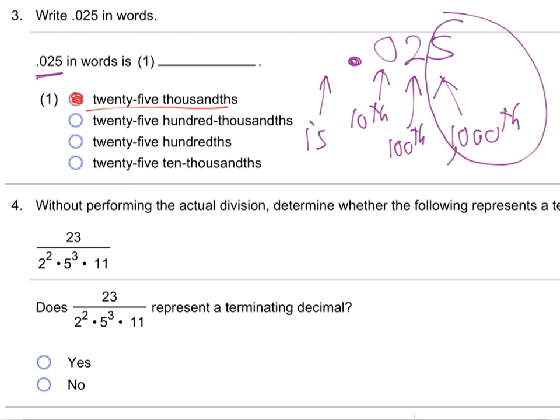All right. So I think all that you know, or you being reminded of it, you'll have no trouble with it. Now here's where this is, I'm assuming, probably something you haven't thought about before. Without performing the actual division, determine whether that represents a terminating decimal. Does that represent a terminating decimal?